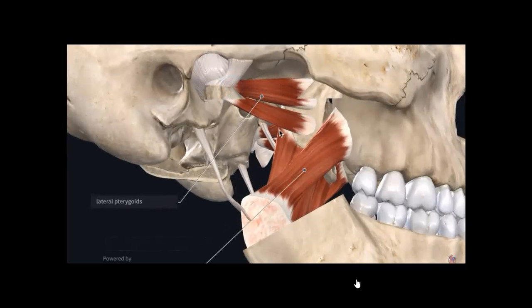Unilateral contraction swings the jaw to the contralateral side. Bilateral action of the medial pterygoid muscles will close the jaw and will also assist protrusion. Unilateral contraction will swing the jaw to the contralateral side.